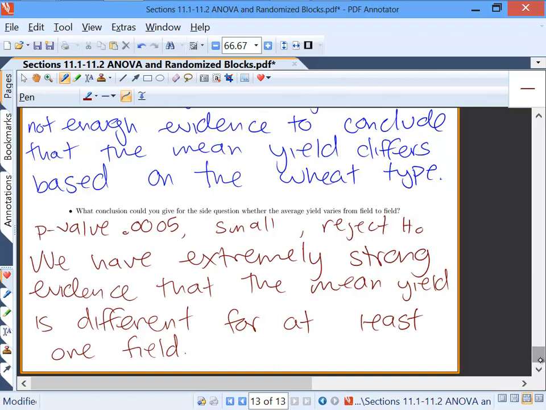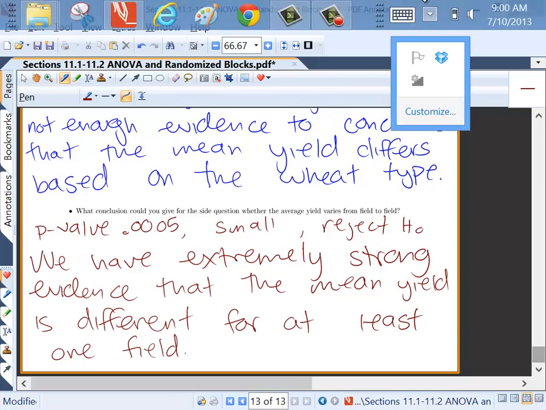So that is everything we're doing for ANOVA. Any questions on it? We're really just focusing on looking at the computer output and being able to interpret it.